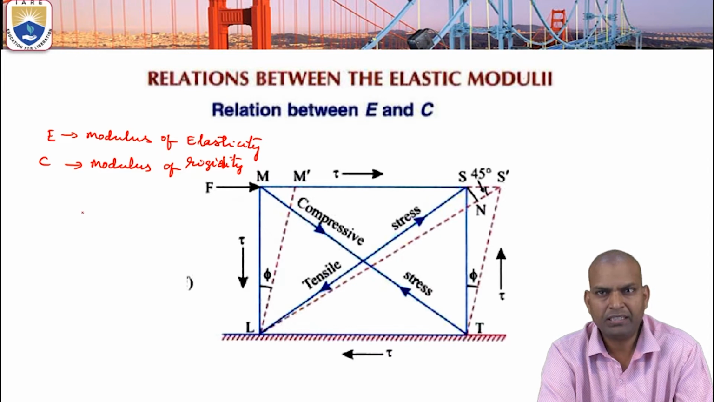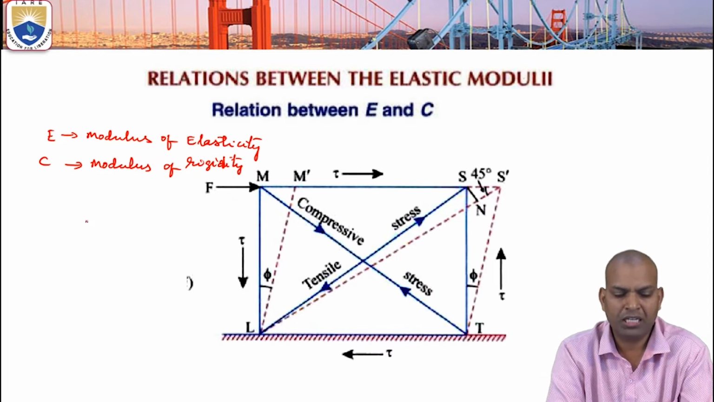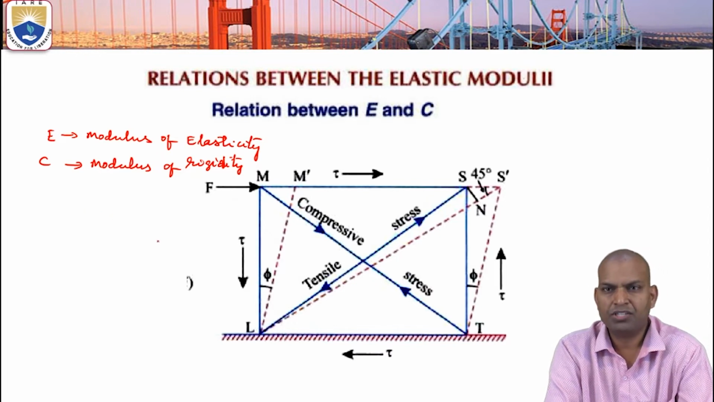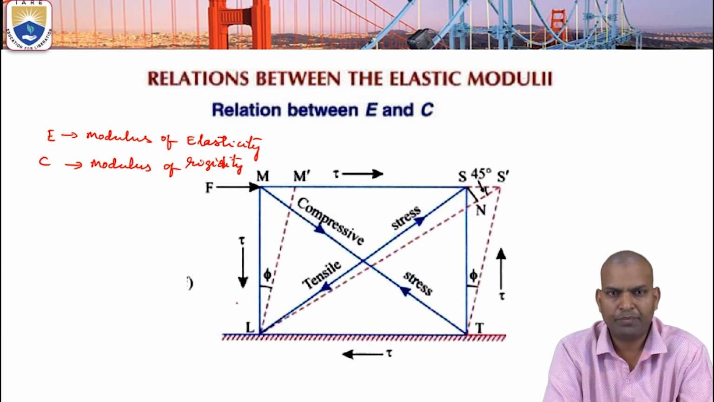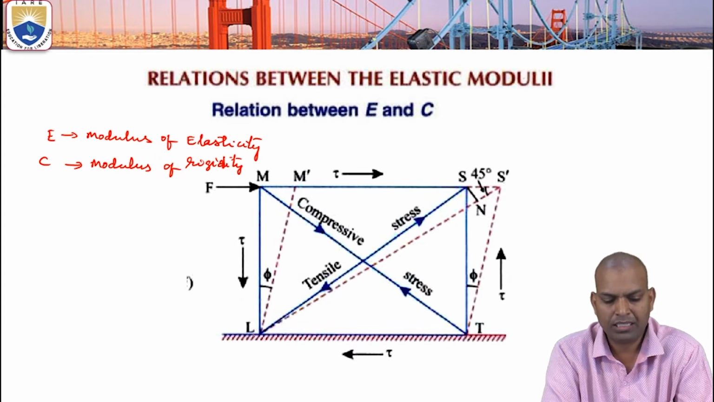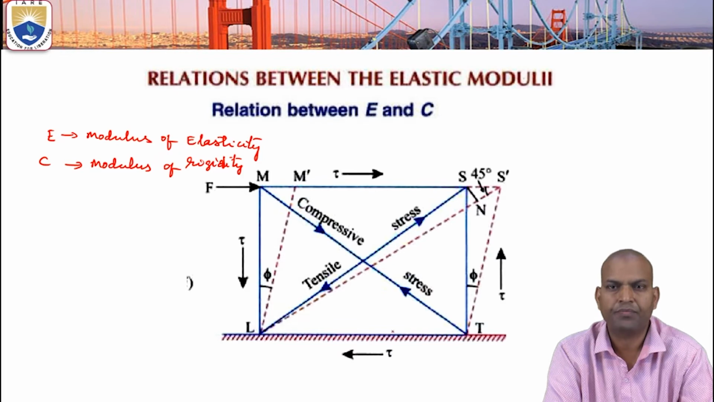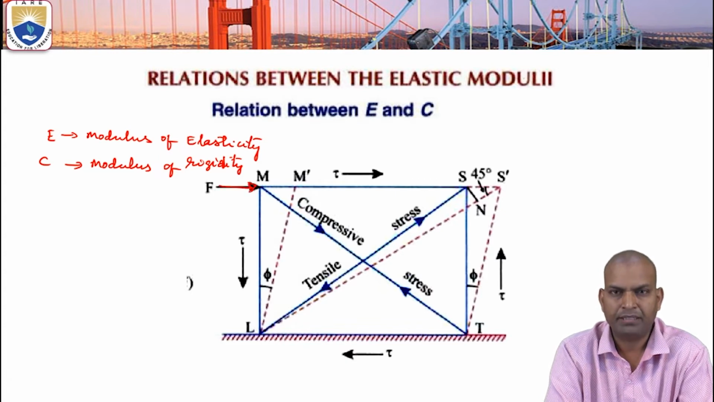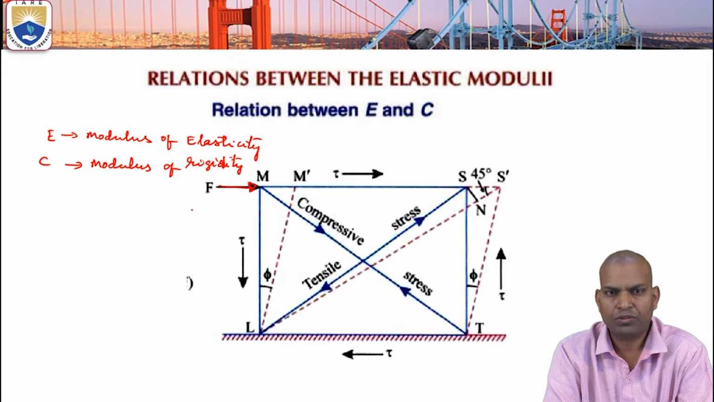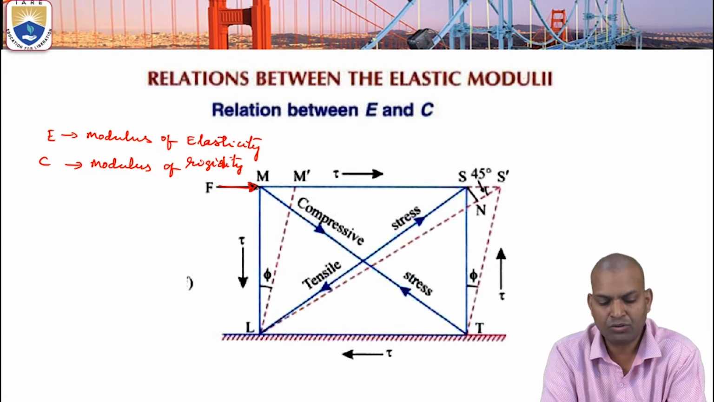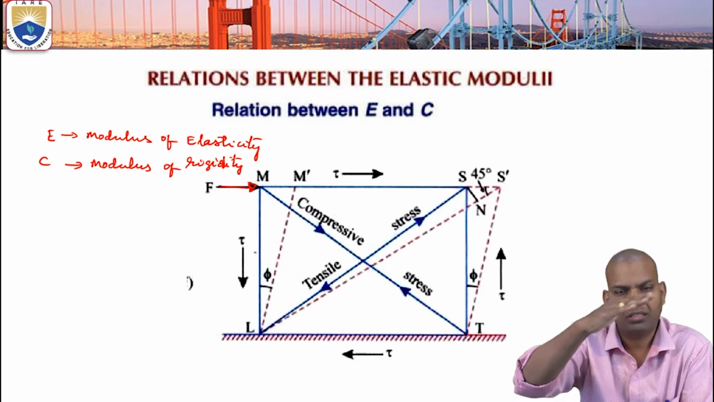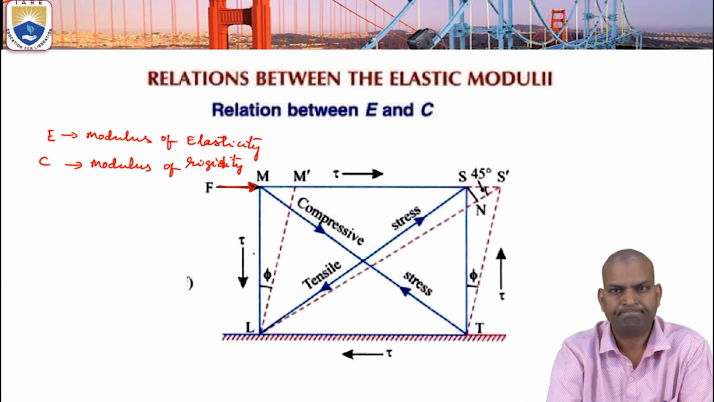So to understand this relation, let us consider a component or a beam or a body L, M, S, T. This body is subjected to a shear force F that we applied. What is the shear force? The force which acts parallel to the cross section.